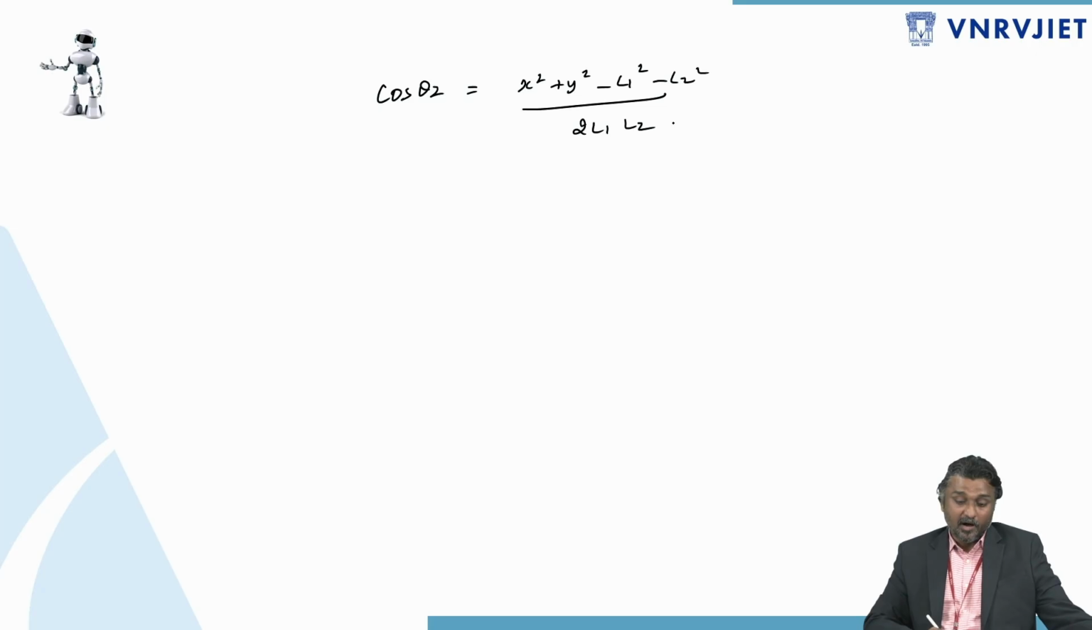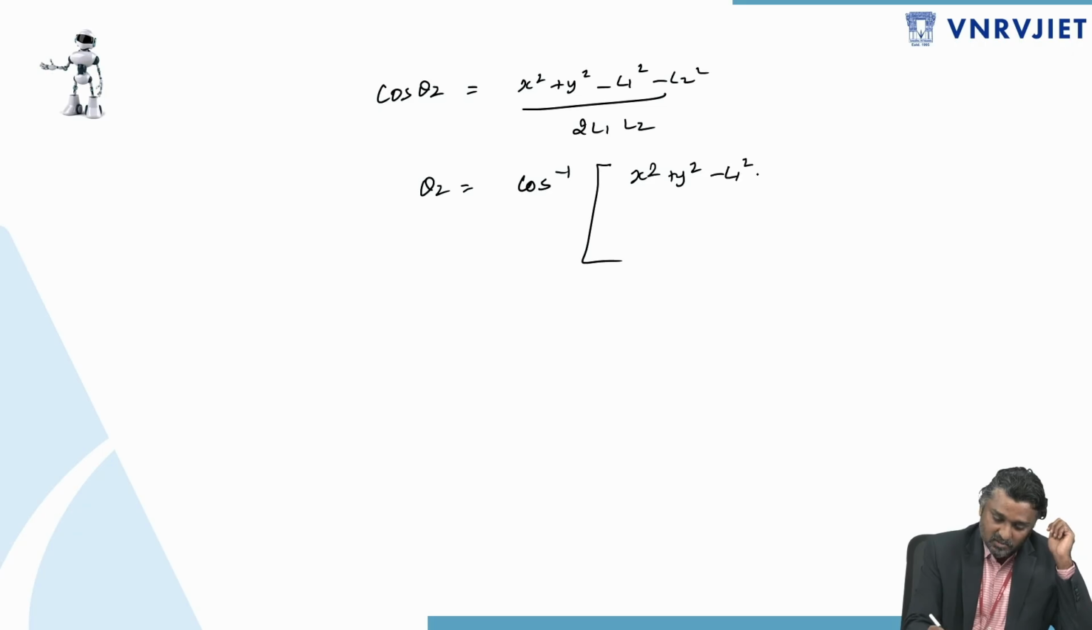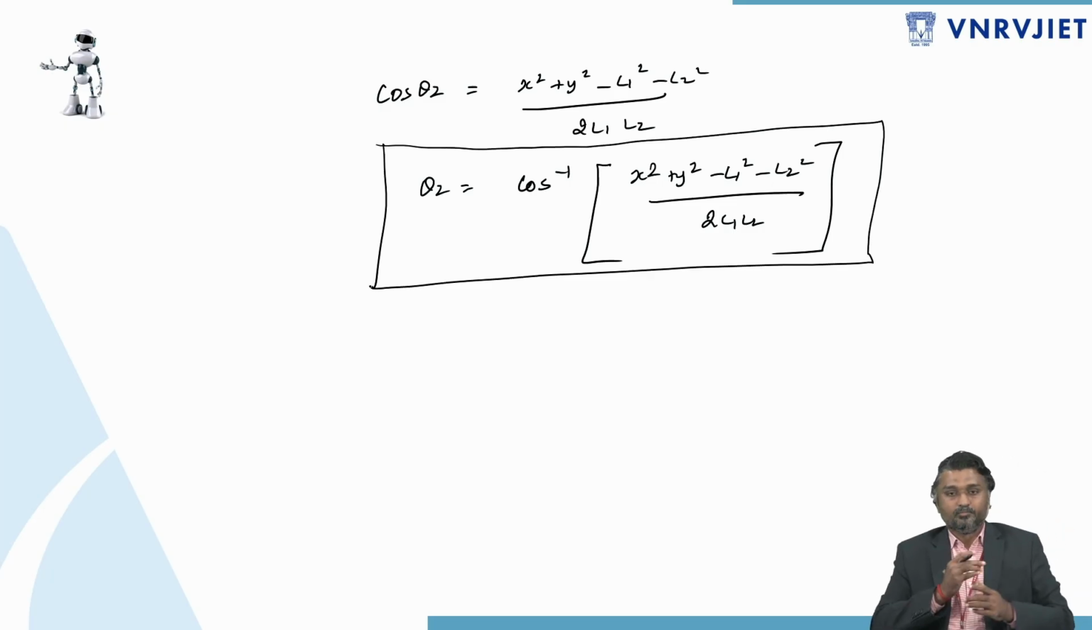Okay, so now I need the angle theta 2. Theta 2 means I will move cos to the right hand side, so theta 2 is equal to cos inverse of x square plus y square minus L1 square minus L2 square by 2 L1 L2. So this is the final equation to identify theta 2.